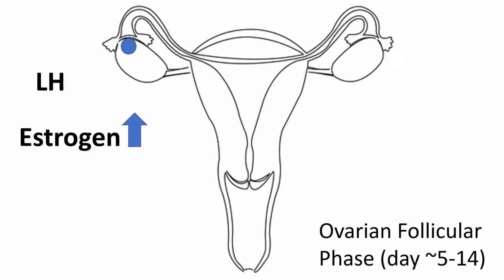LH will increase rapidly 24 to 36 hours before ovulation, and it'll reach its peak about 10 to 12 hours before ovulation. The LH surge is what triggers ovulation on about day 14.